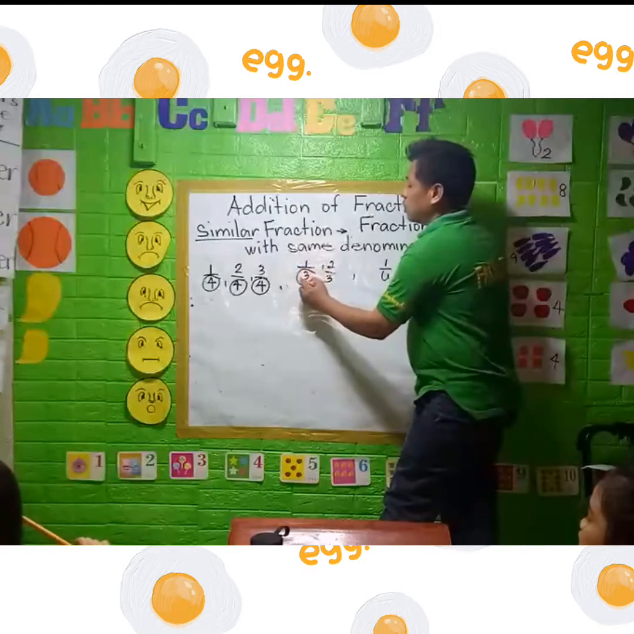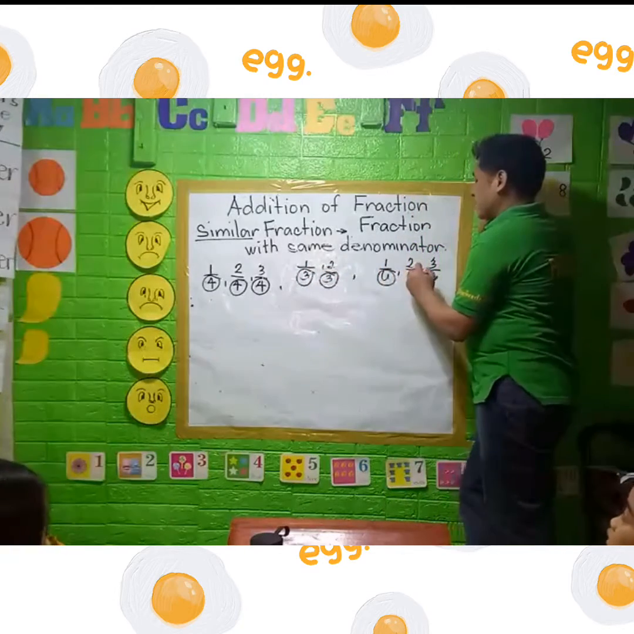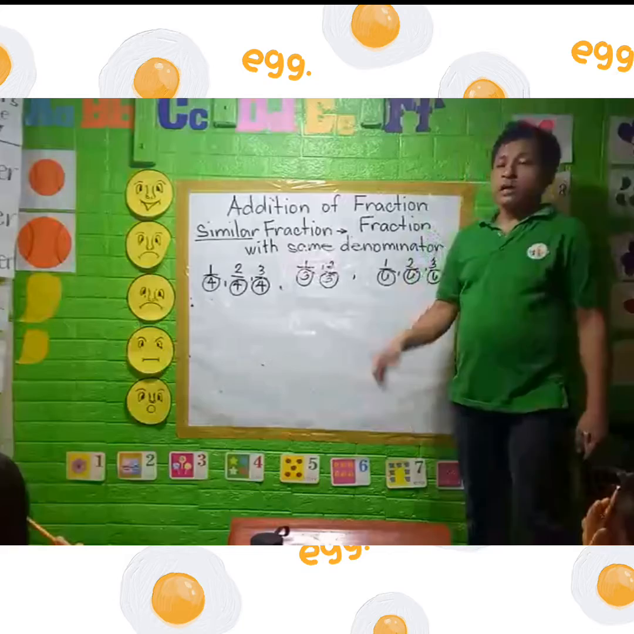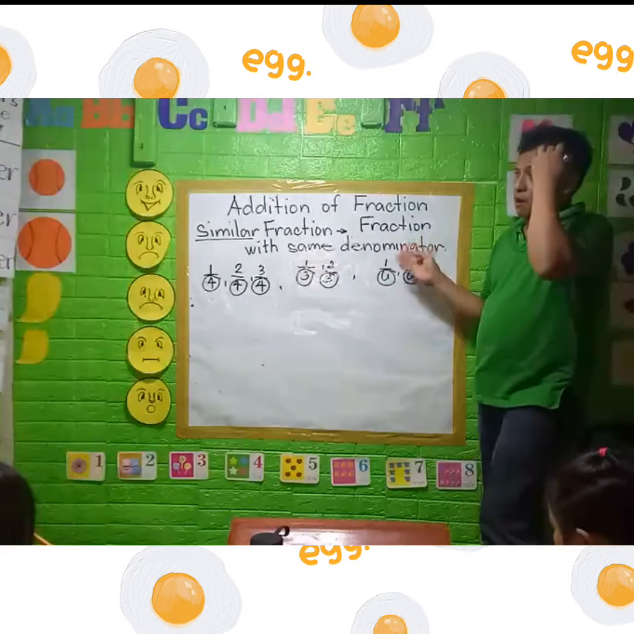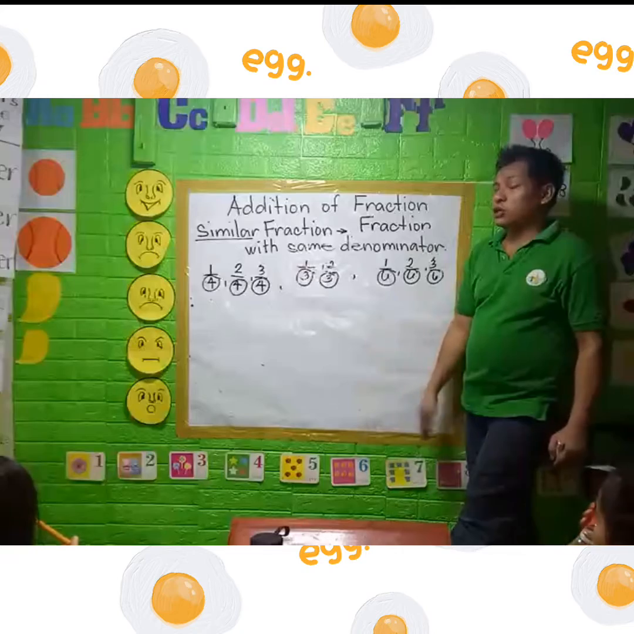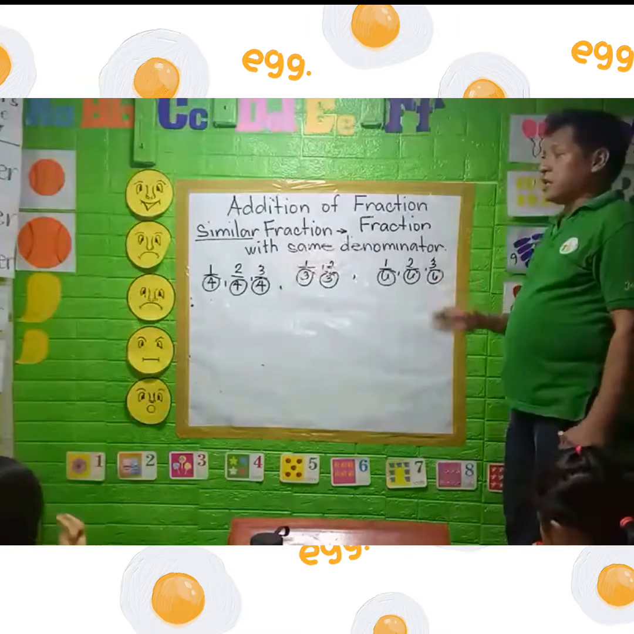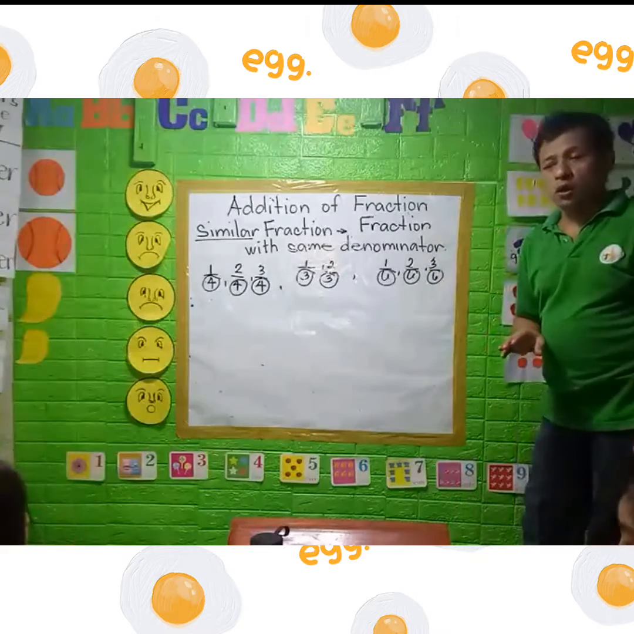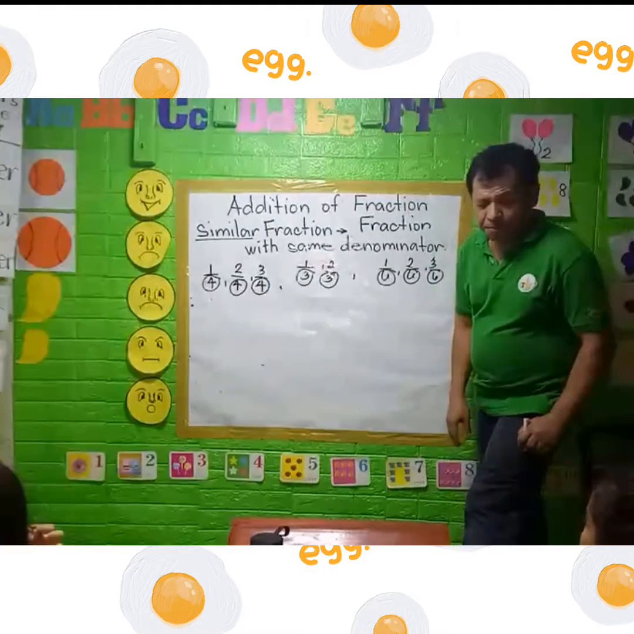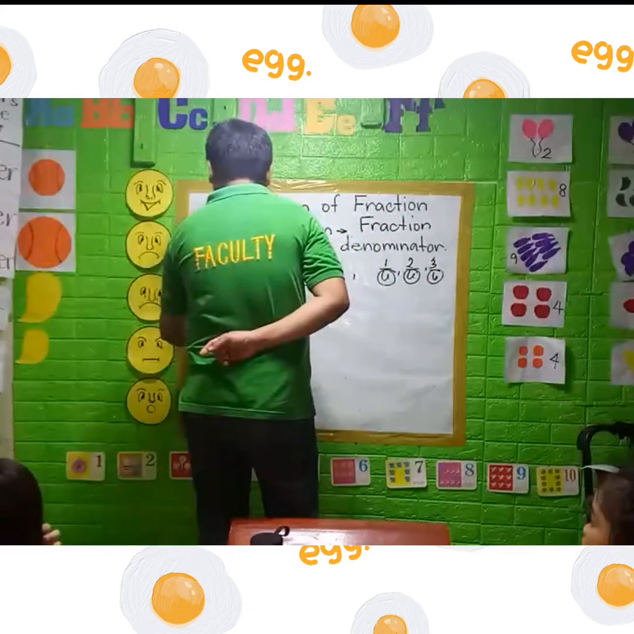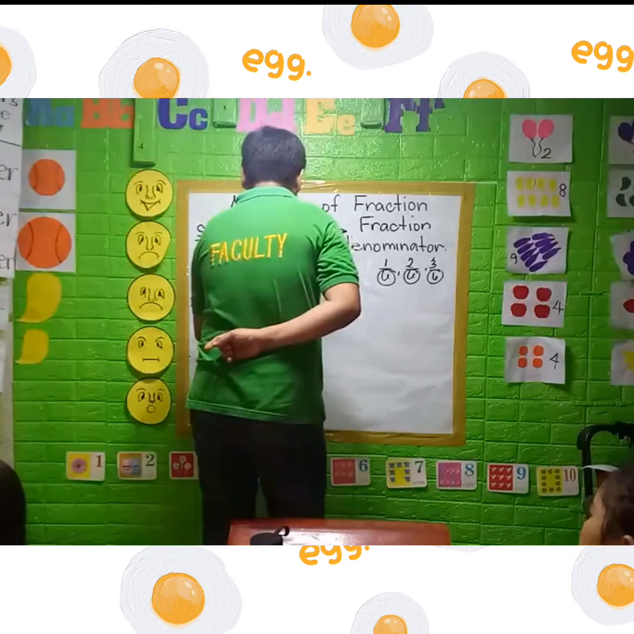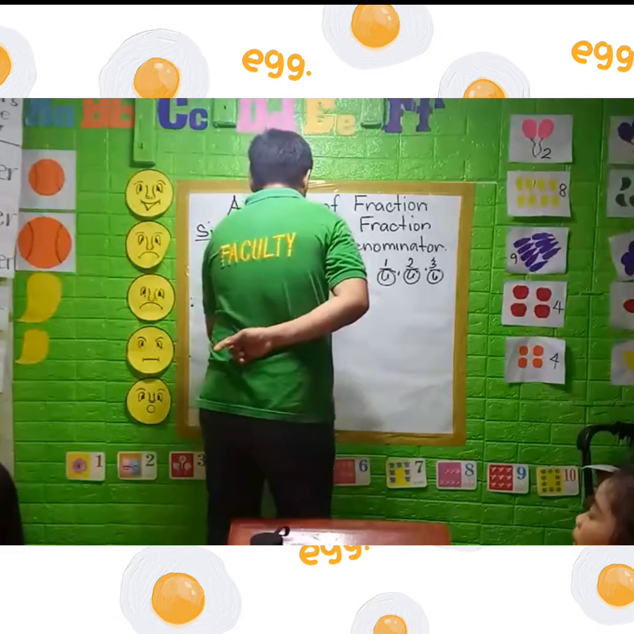Again and again, always look at the denominator. If the denominators are just the same, they are what we call similar fractions. Now we are going to focus on addition of similar fractions. In adding similar fractions, what you are going to do is only add the numerators and copy the denominator. Now, let's say for example, number 1, we have 1/4 plus 2/4. What is the answer?